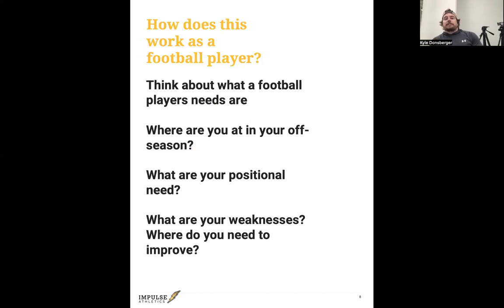So how does this work as a football player? First thing, we need to think about what a football player's needs are. Okay. So drives can be long. The game's 4 quarters. So we need to have that aerobic base to start with. Then from there, what are our needs? As a football player, a play lasts usually 10 to 15 seconds. So we need to be training in that 10 to 15 seconds, full speed, flat out.